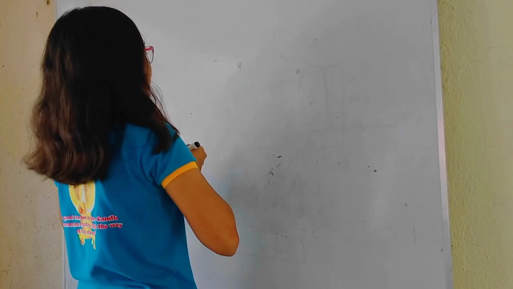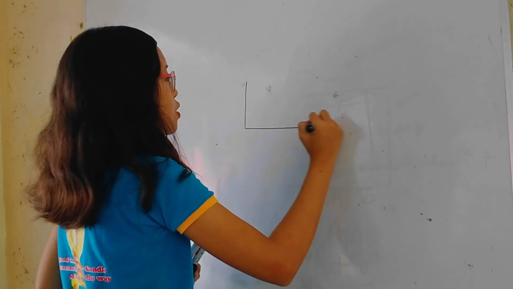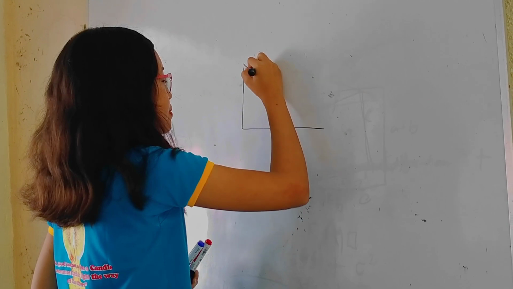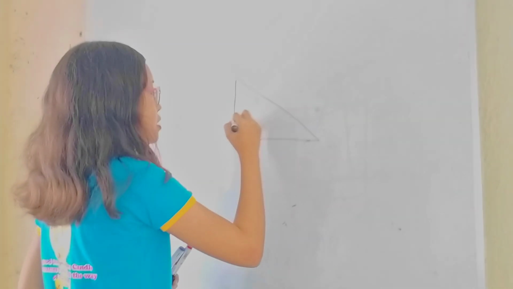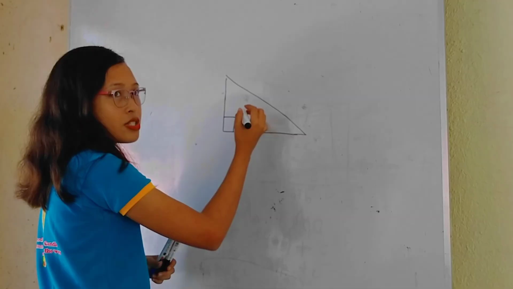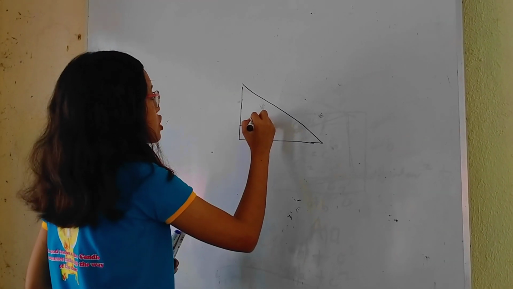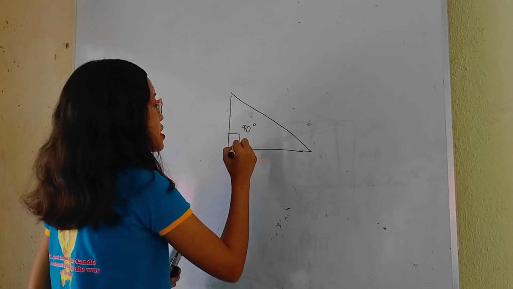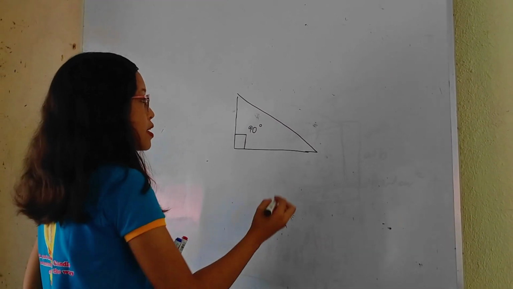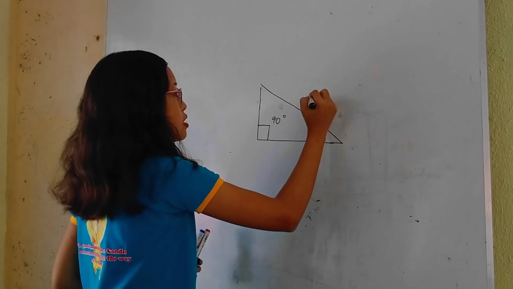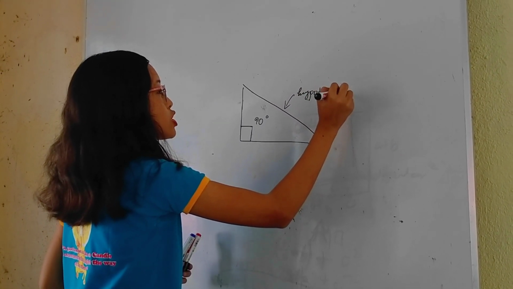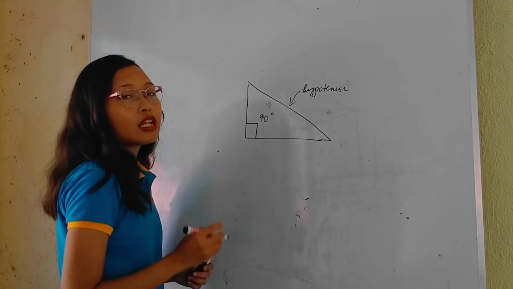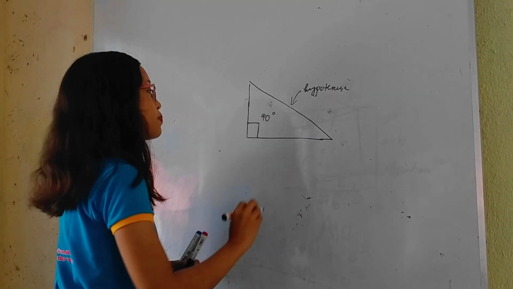So suppose we have here the right triangle. And this is the right angle that is formed in a right triangle. Since we're talking about the right triangle, it measures 90 degrees. There is a 90 degree angle. And this is the hypotenuse, which is also considered the longest side of a right triangle.